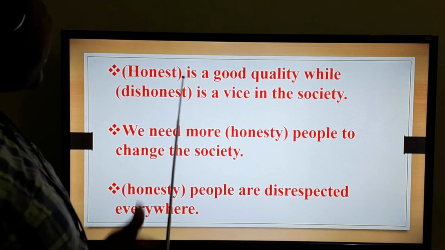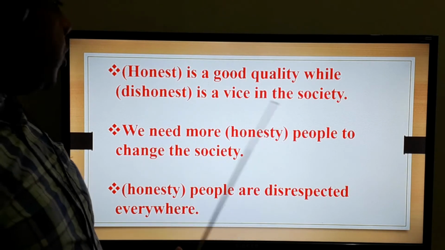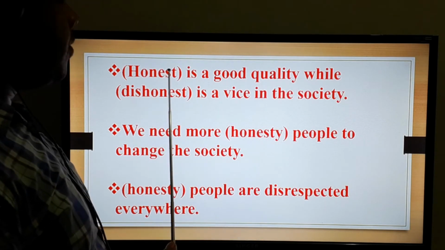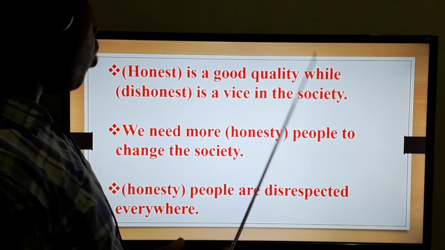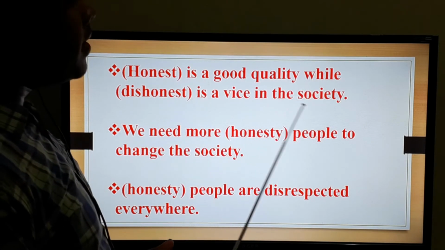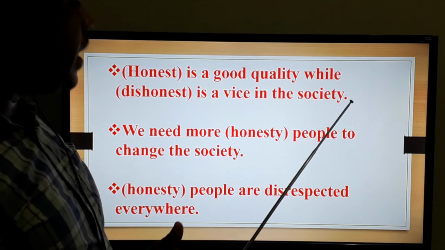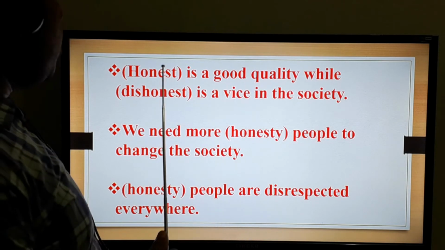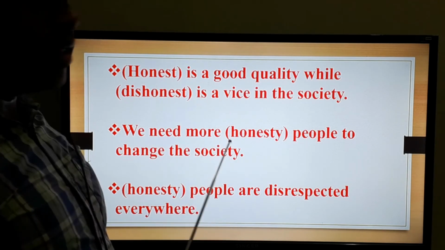Dear students, you have to understand. We are talking about a quality, we are talking about honesty. So what is the answer? Honesty is a good quality while dishonesty is a vice in the society. These words are opposites, so I have to be clear about which word I should choose when I use them in a sentence.